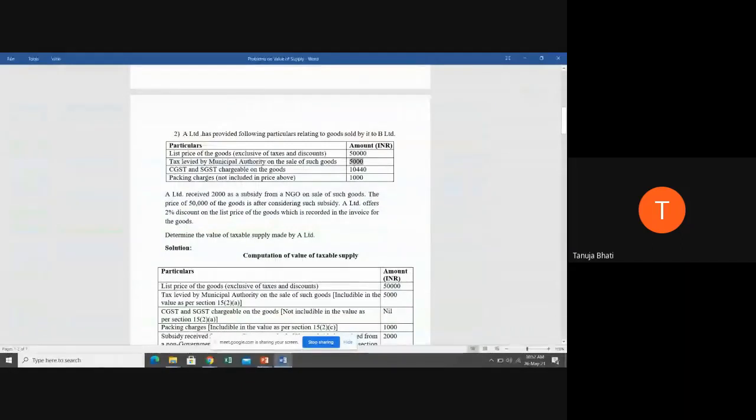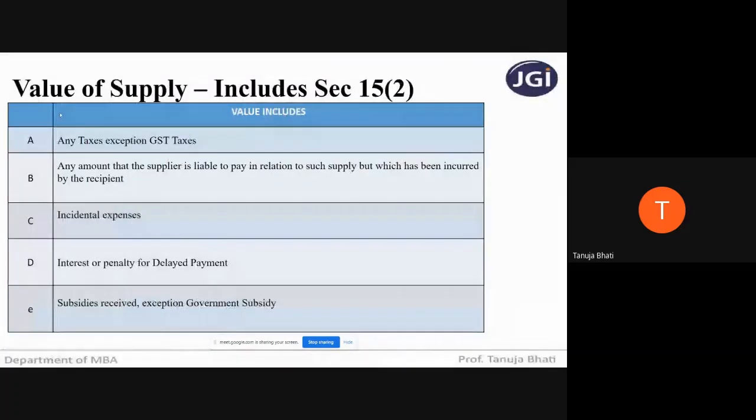Next, CGST and SGST chargeable on the goods is 10,440. Should this amount be added to this 50,000 students? No, ma'am. Very good. Why? Because as per section 15 subsection 2 clause A, any taxes should be included but not GST taxes. Therefore we are excluding it.